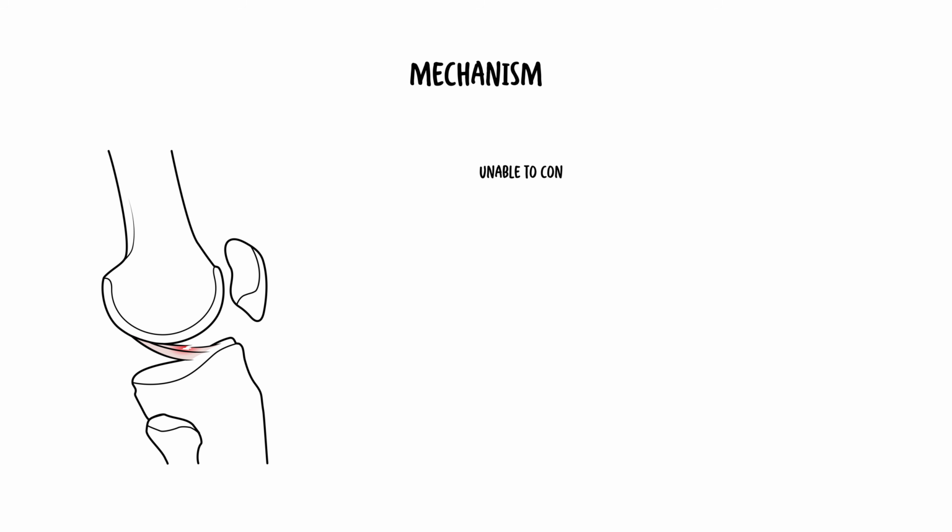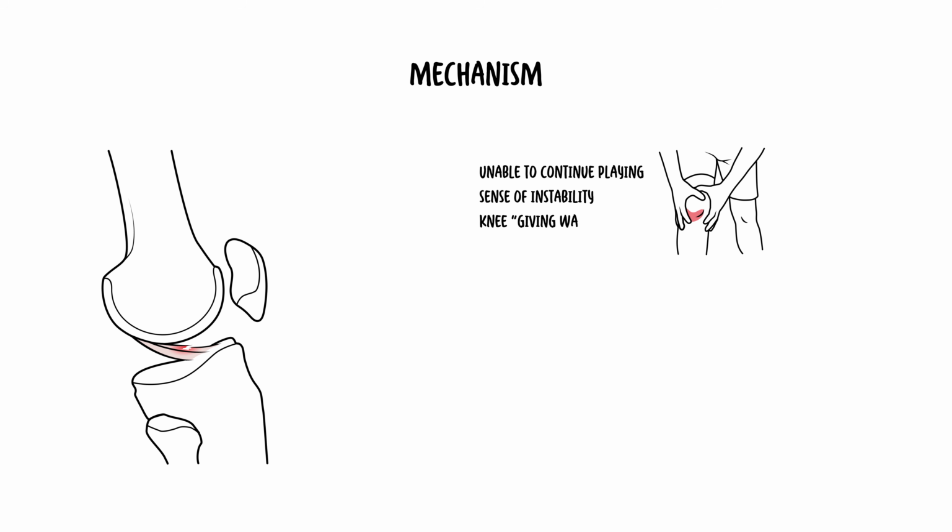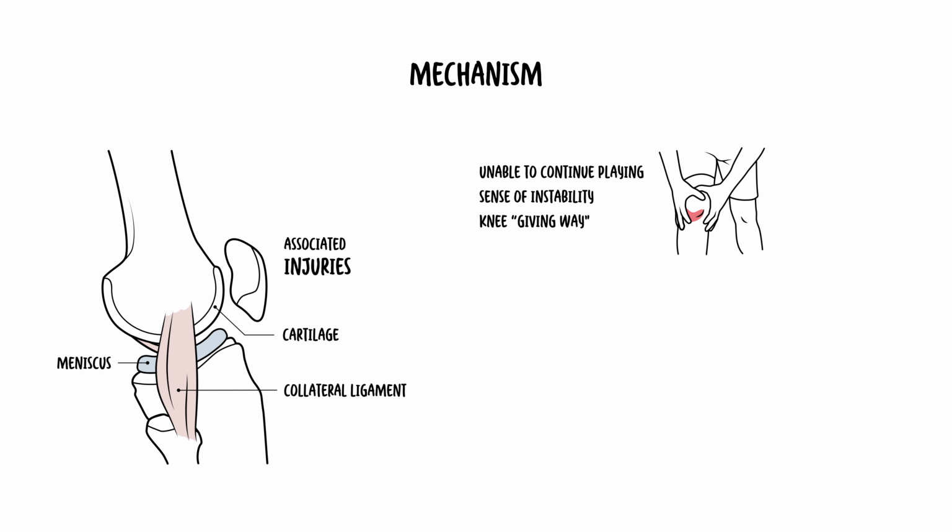Many are unable to continue playing and later report a sense of instability or the knee giving way, particularly with pivoting movements. Associated meniscal, chondral, or collateral ligamentous injuries are common and should be actively considered.